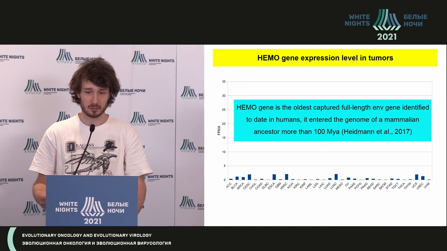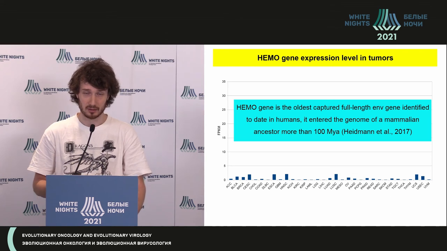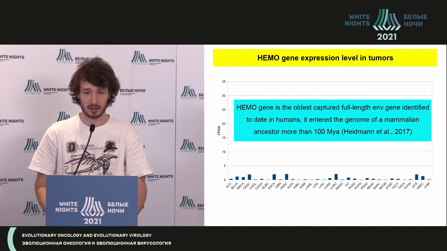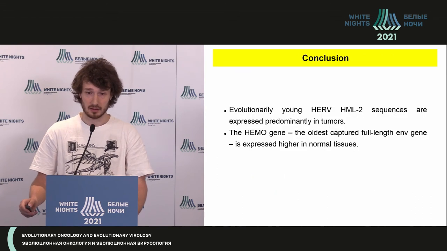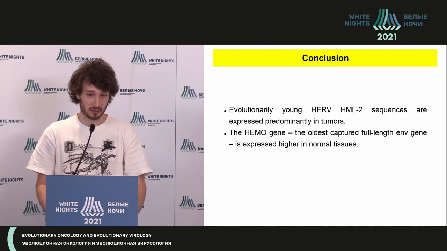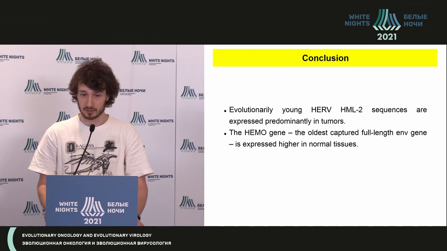And I would like to remind you that HEMO is the oldest captured full-length retroviral gene of humans, which entered the genome of mammalian ancestors more than 100 million years ago. So we showed that evolutionarily young retrovirus HML2 sequences are expressed predominantly in tumors, and evolutionarily old HEMO showed expression higher in normal tissues.